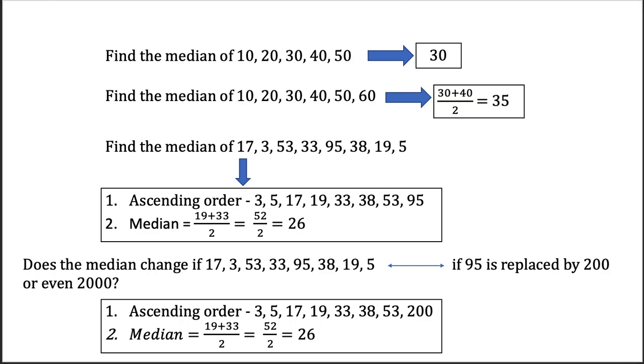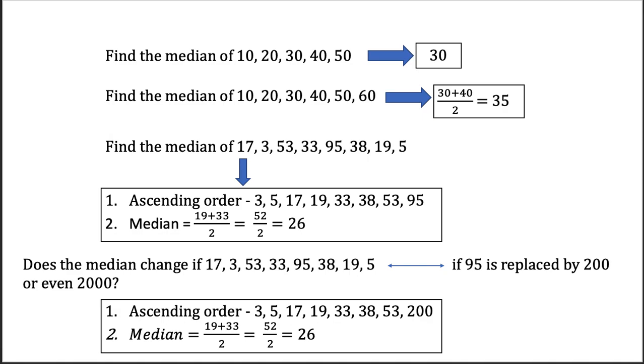Now let's come to a proper question, and this is how it will mostly look on your test. The numbers are 17, 3, 53, 33, 95, 38, 19, and 5. You have to take care that the numbers are arranged properly in ascending order. If you make a mistake, there's a very high likelihood that your answer will turn out to be wrong. The ascending order is 3, 5, 17, 19, 33, 38, 53, and 95.